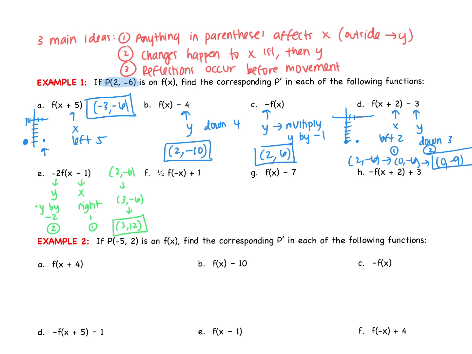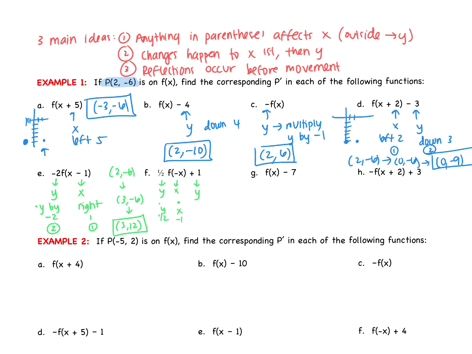Okay. F, that 1/2 affects y. The negative x affects x. And the plus 1 affects y. So again, outside parentheses or inside, 1/2 is going to multiply y by a 1/2. The negative 1 is going to multiply x by a negative 1. And that plus 1, what's that going to do?